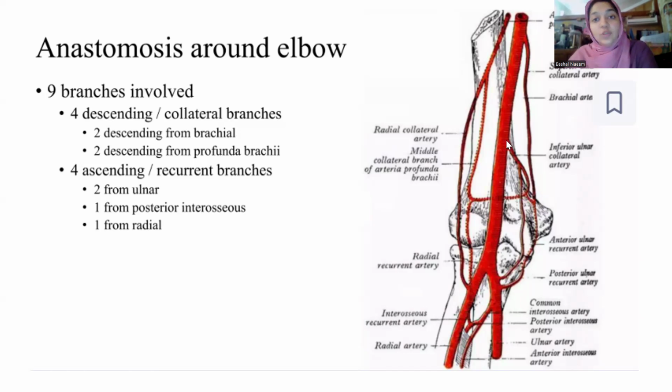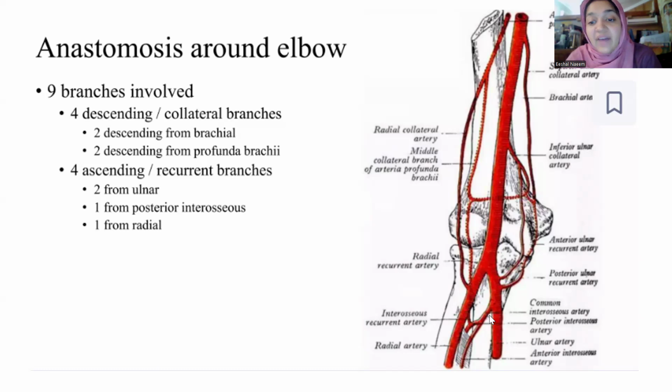And anterior to the medial epicondyle, you have the inferior ulnar collateral artery, and from here you have the anterior ulnar recurrent artery. It's called recurrent because it's going against the direction of the blood flow, right? So the inferior ulnar collateral artery and the anterior ulnar recurrent artery join together in front or anterior to the medial epicondyle to form an anastomosis also.